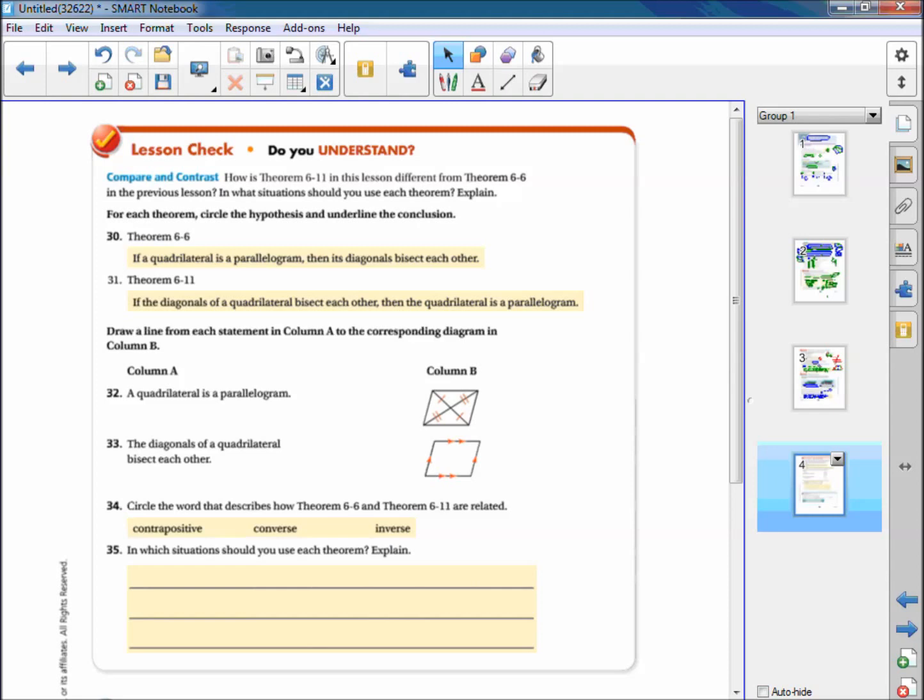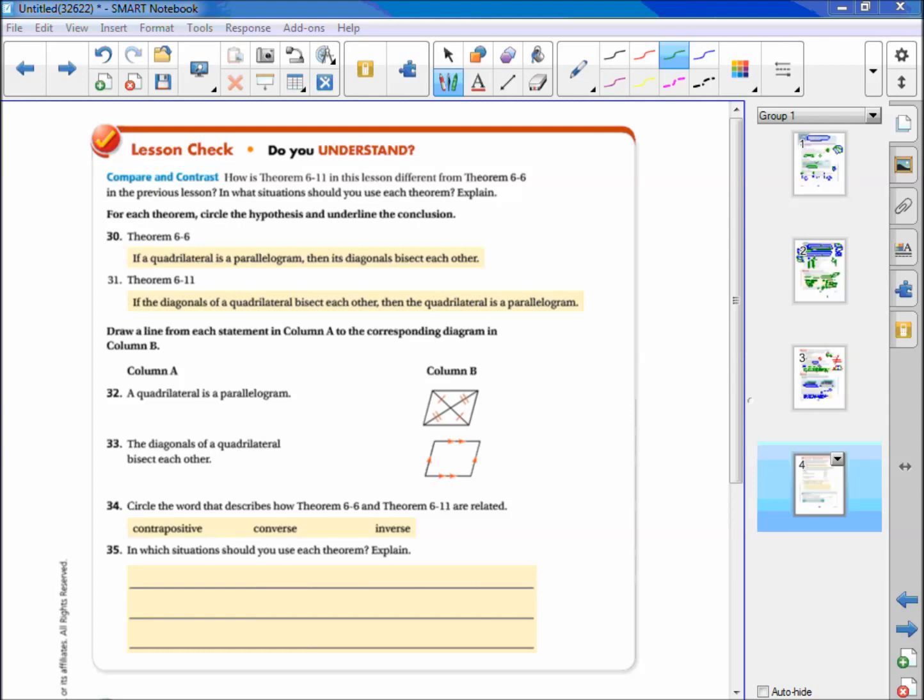So as always, pause the video here, try your lesson check, and then come back and see if you understood everything. Welcome back. So our lesson check, compare and contrast. So how is 6-11 in the lesson different from 6-6 in the previous lesson? In what situations would you use each of these theorems? And then we need to explain.